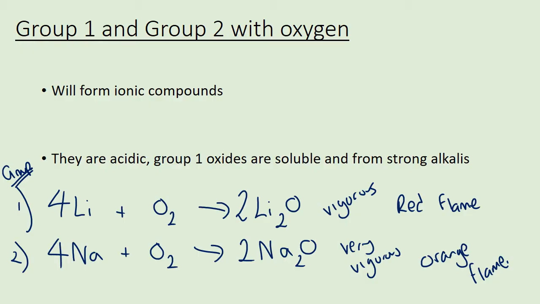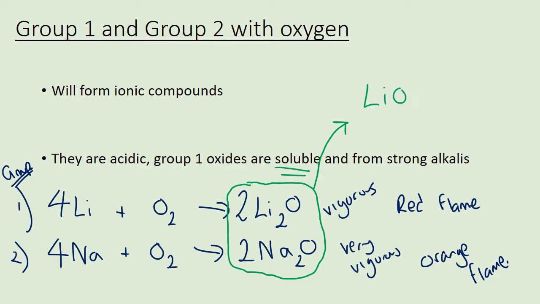Now, further things to consider at this point is that these two products, because it does say in the spec that we need to know about the products, these two products will easily or readily dissolve in water, so they are easily soluble, and when they dissolve you will make hydroxides. They will form hydroxides, which are very strong alkalis. So group 1 are known as the alkali metals. You may recall that from GCSE.